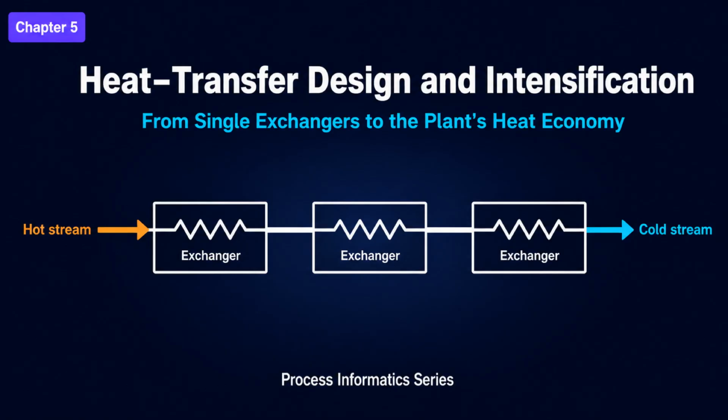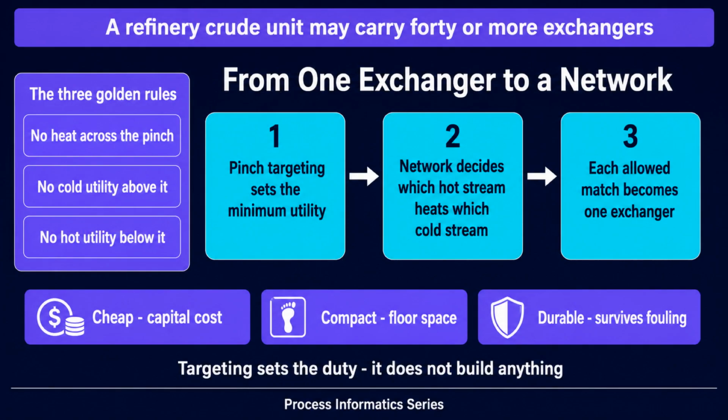Let us begin. Every previous chapter looked through a keyhole at one piece of equipment. Step back and the plant looks different. A refinery crude unit may carry 40 or more exchangers, and each one is a decision about which hot stream heats which cold stream. Those decisions are not made exchanger by exchanger.